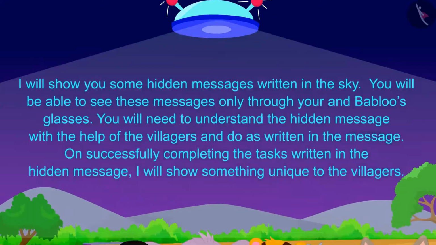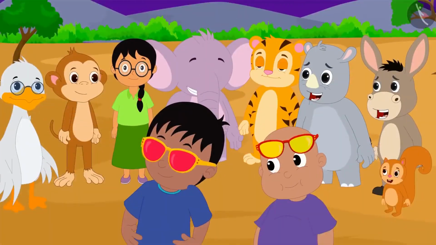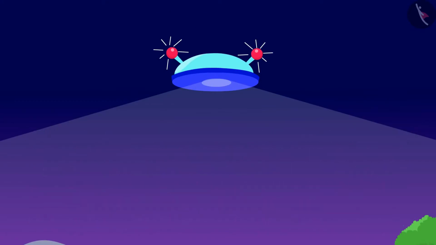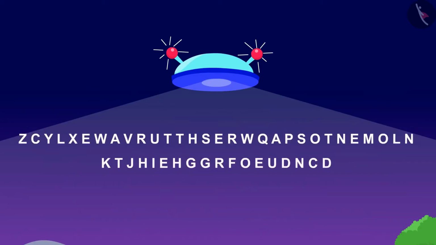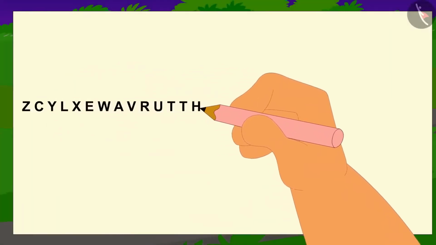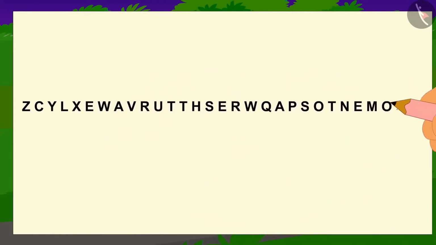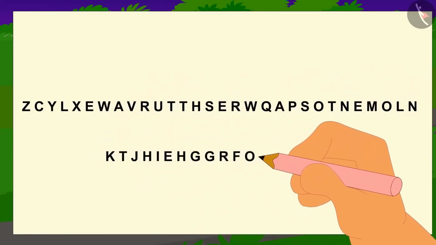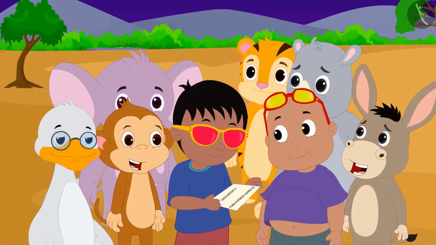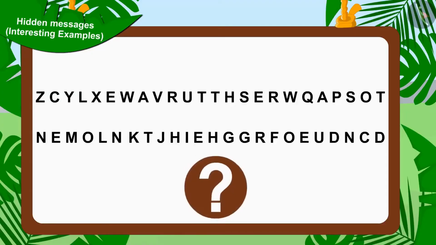Raju read out this message to all the villagers. After the message was completed, it disappeared, and such a hidden message appeared in its place. Raju wrote the first hidden message on a piece of paper and showed it to the villagers. All the villagers got together to solve that hidden message. Children, can you solve this hidden message? If you wish to, you can stop the video and find the answer.